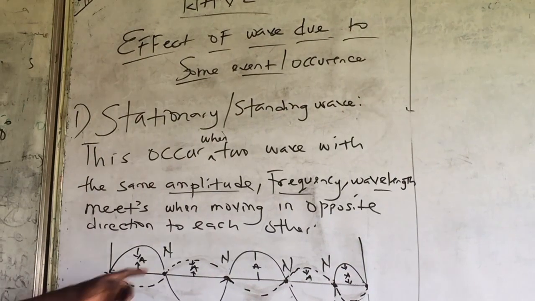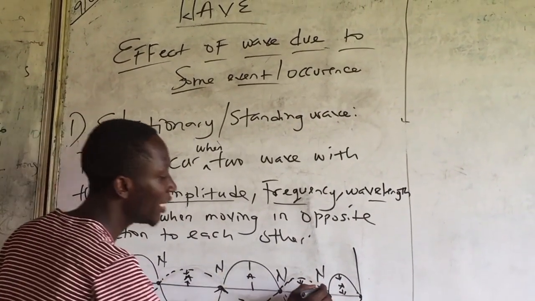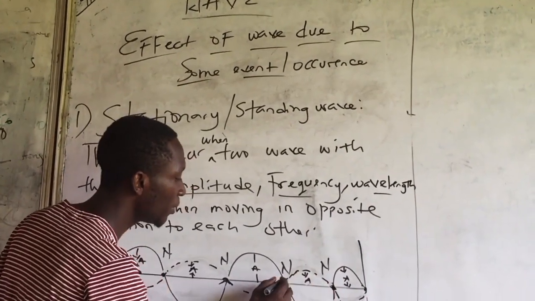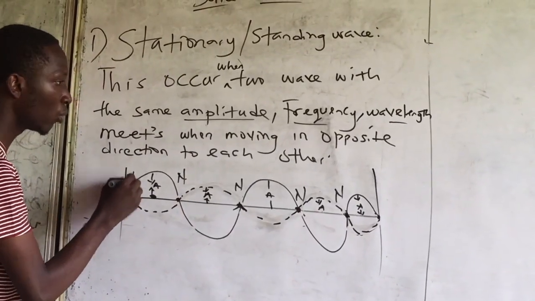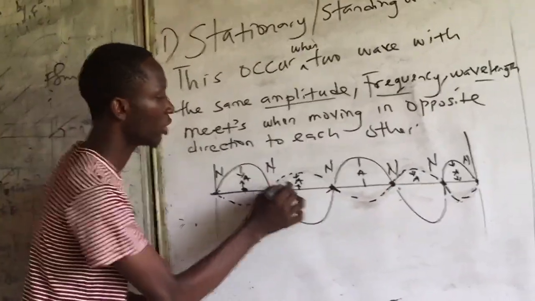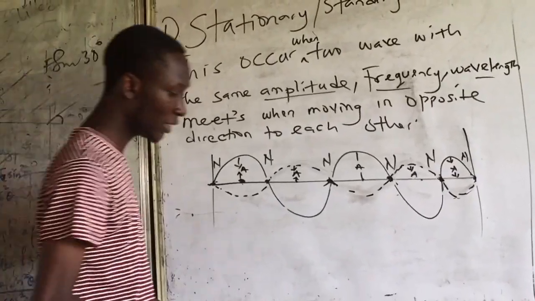So now take note, your node is where there is no movement. Now look at this place, where they intersect, there is no upward or downward movement of the wave. So this place where there is no movement is called your node. And the middle is called your antinode. Please take note of this.